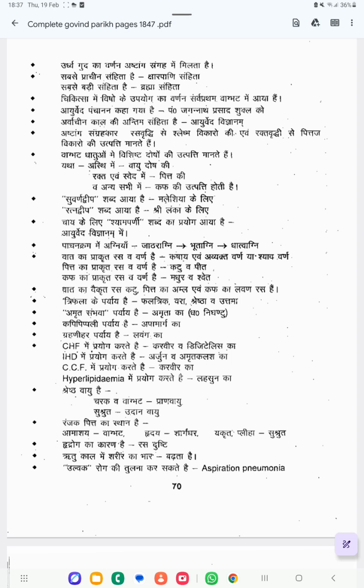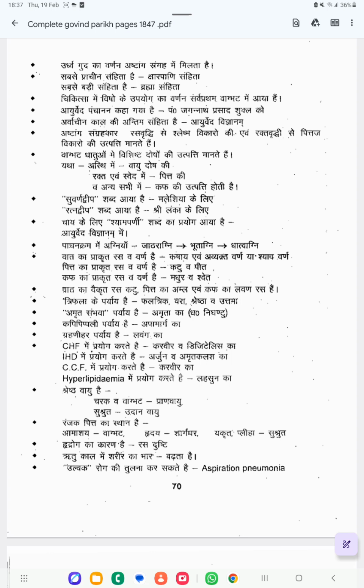Okay. ऊर्ध्व गुदा का वर्णन अष्टांग संग्रह में मिलता है. So ऊर्ध्व गुदा, that part has been mentioned by Ashtanga Sangraha. Otherwise Charaka and Sushruta are telling only guda pradesha. So there is a division of guda, that is urdhva guda, that is mentioned. The description of urdhva guda you can find in the Ashtanga Sangraha.